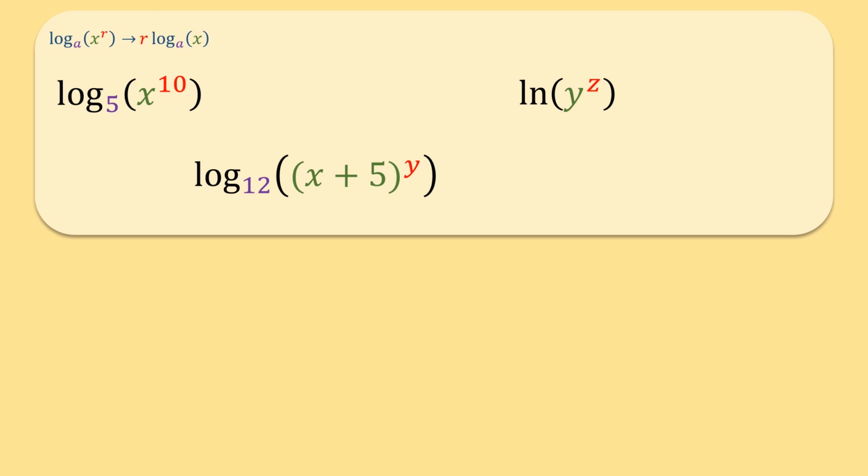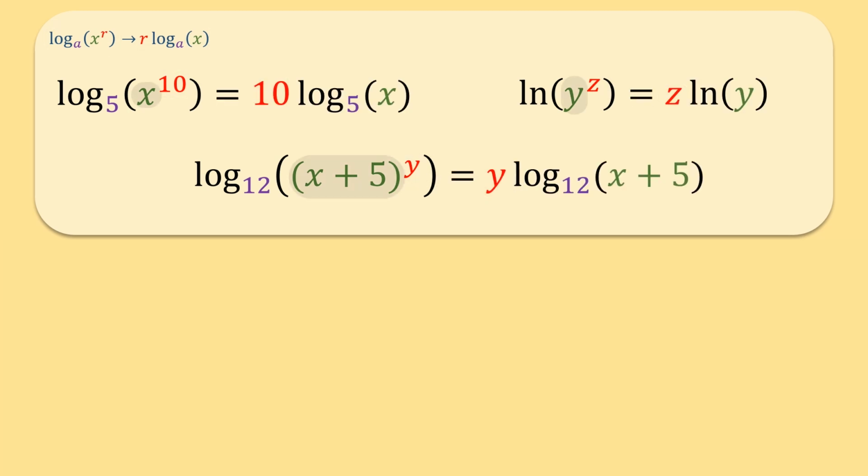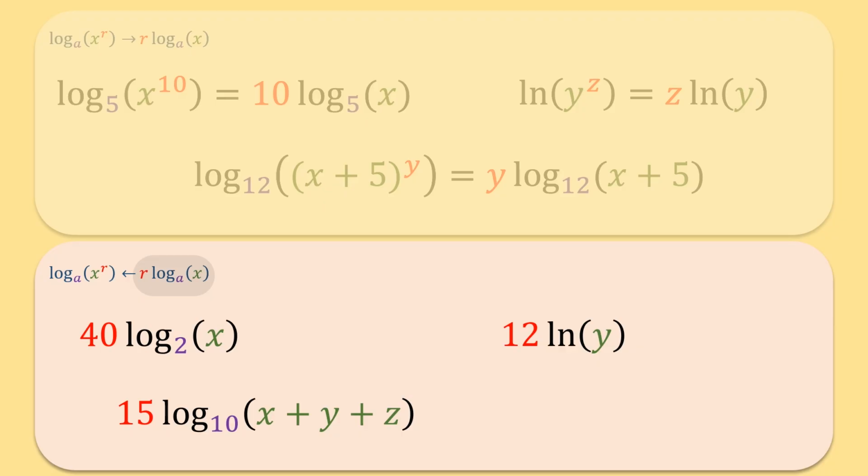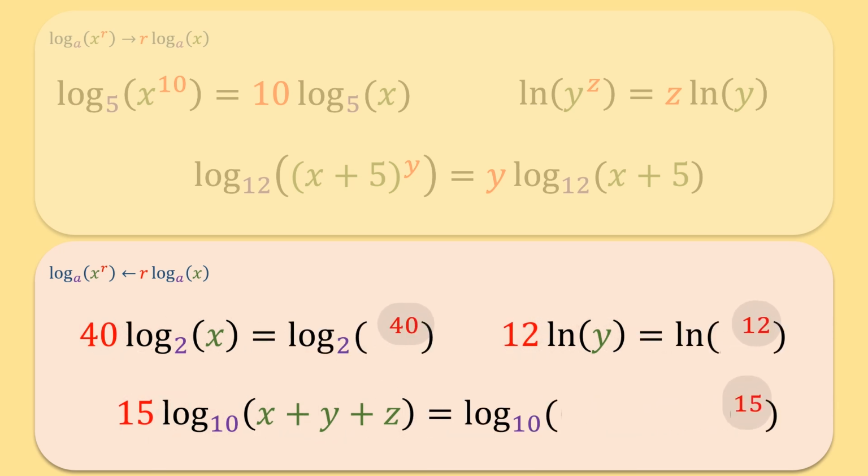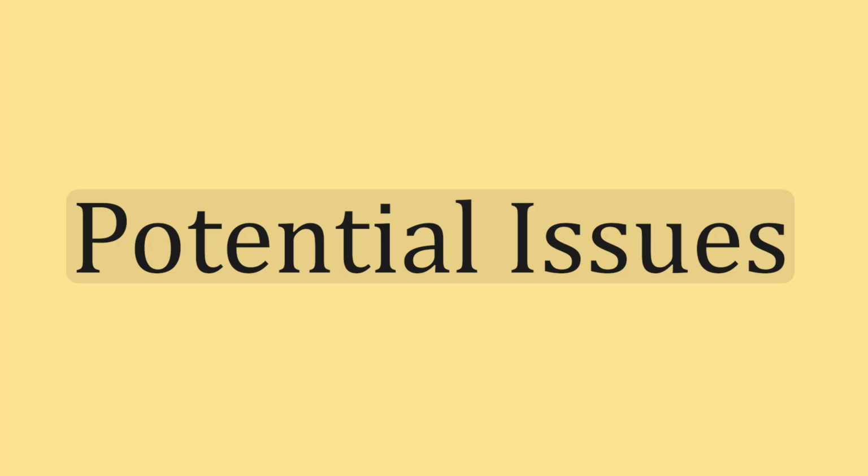Ultimately, to go from the left to the right side, we can move the power outside if everything inside the logarithm is raised to that power. To go from the right side to the left side of the rule, we can bring real valued terms or constants multiplied by the logarithm inside. We do this by raising everything inside the logarithm to the power of the term or constant that is multiplied outside. Let's talk about potential issues you may run into using this rule.